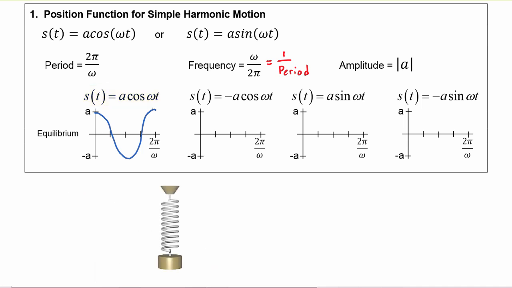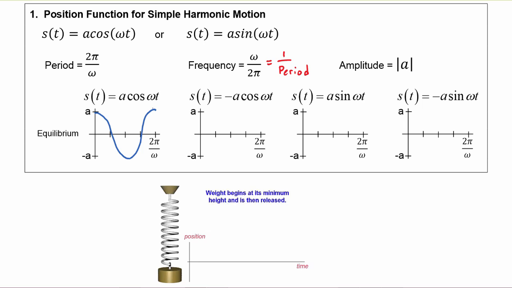Now suppose instead we had the weight on the spring and we pulled it down to its minimum position and then released it. Looking at its height over time, we see that that traces out a negative cosine wave. So when s of t is negative a cosine omega t, we know it's been pulled down to its minimum position. It will hit its max halfway through, come back down, and end up at its lowest position at the end of one cycle.